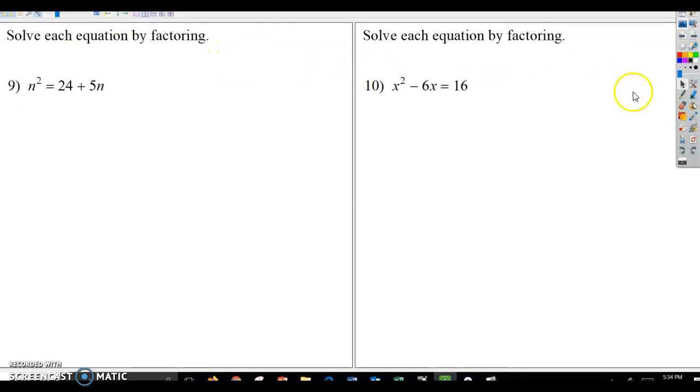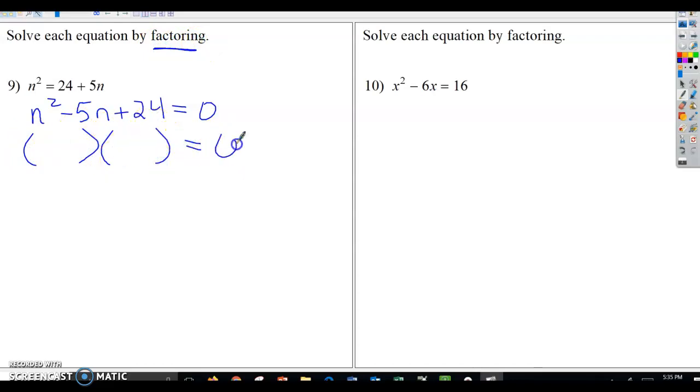All right, now we want to look at solve by factoring. If you look at this, it has a quadratic, a linear, and a constant term. To solve by factoring, we need to first set it equal to 0. So n squared minus 5n plus 24 equals 0. You can see I put the quadratic, linear, and constant term in order because when we factor, that's what we do. So now we can factor this expression.